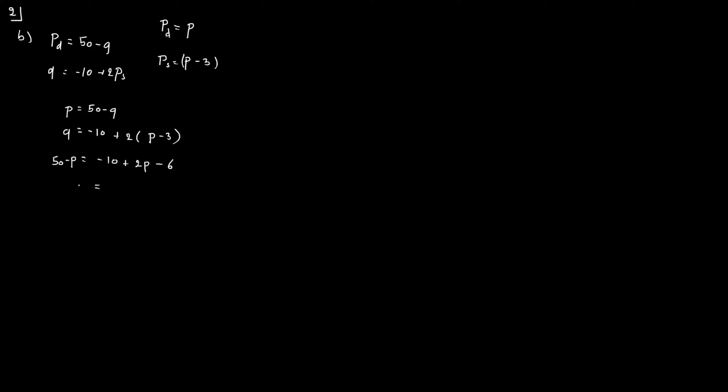Okay, bringing this to the other side, you find 66 is equal to 3P, or in other words, P is equal to 22. So that means that at the new market equilibrium under this tax, the price equilibrium, I'll write a T there because under the tax, your price is 22. And then your quantity sold, you can now calculate it, is going to be 28 at the equilibrium.